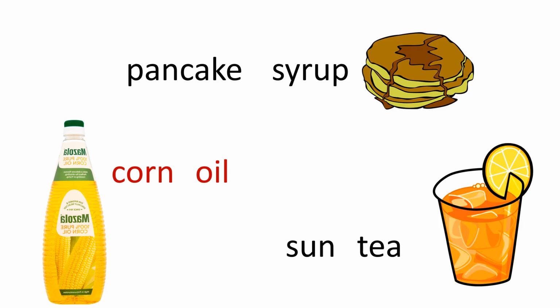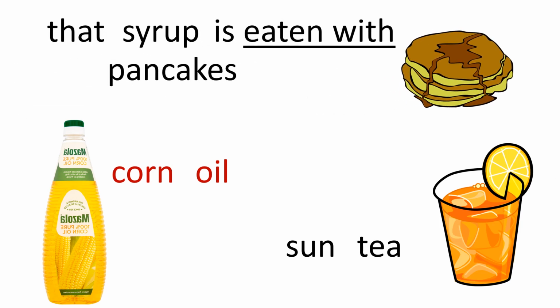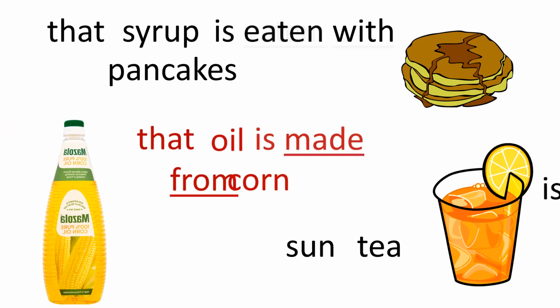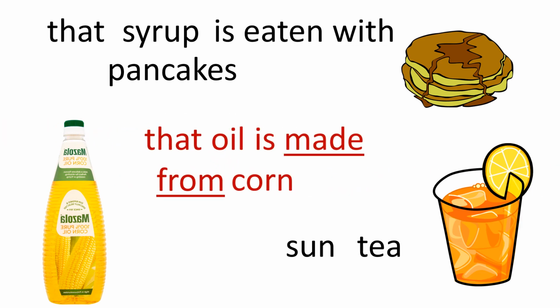Other pairs of nouns are related in other ways. How does syrup relate to pancake? We can say that pancake syrup is syrup that is for putting on pancakes, or for eating with pancakes. How about the next pair, corn oil? Is it oil we eat with corn? No, it's oil that's derived from corn.